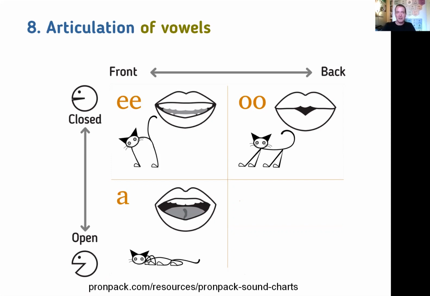I'd like to move on to key concept number 8, which was articulation of vowels. Here's a good way of demonstrating the key areas of the vowel space in the mouth. Repeat after me, please. E, oo, and now move between them. E, oo, e, oo, e.